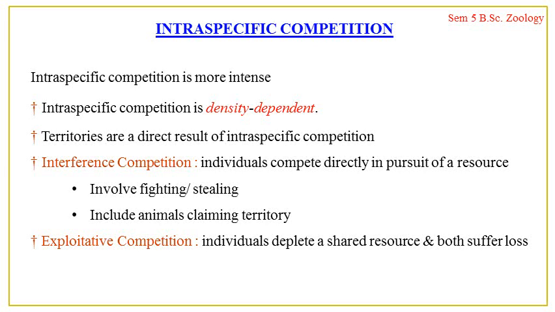So here you can see that interference competition occurs in those species that establish hierarchies through aggressive behavior. What is a hierarchy actually? One dominant member will be there, a few subdominants will be there. So that is a hierarchy. And this hierarchy is usually maintained in animals, not in all animals, but in those animals where such a hierarchy exists, it is maintained through aggressive behavior.